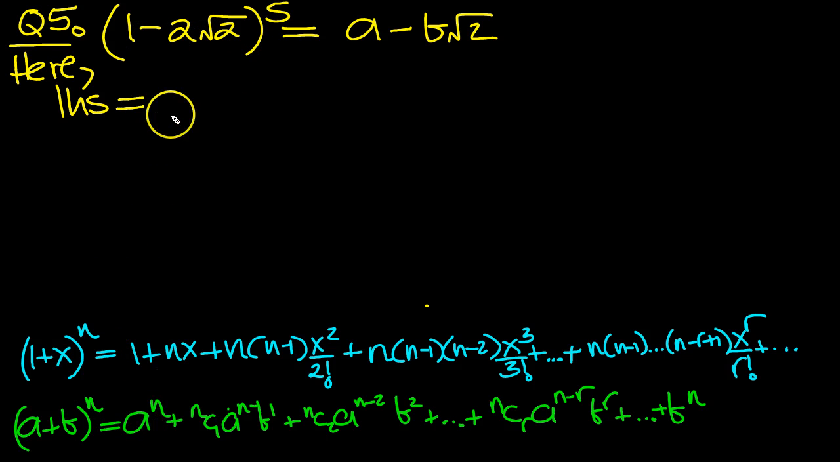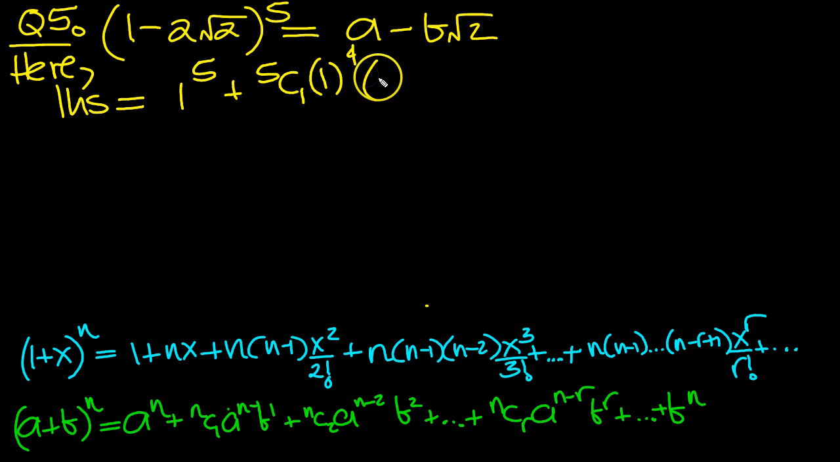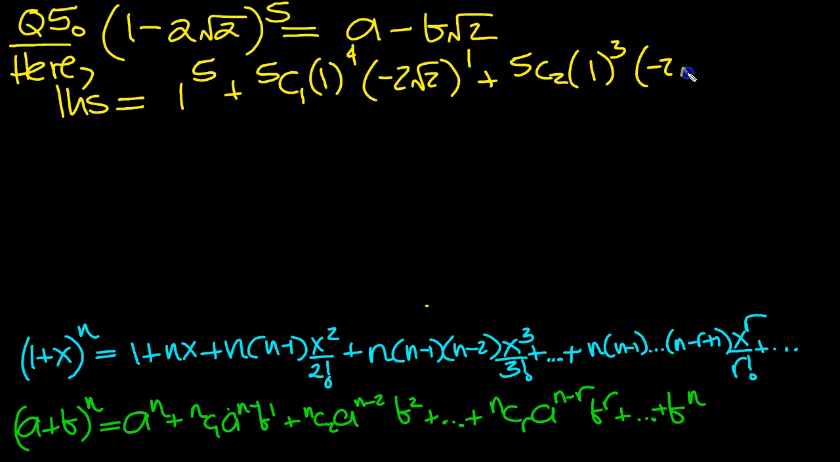So we've got a, 1 to the 5, to the power n, plus nC1, which is 5C1, 1 to the power 1 less than 5, which is 4, times the second term, -2√2 to the power 1, wasn't it? Now we just carry on in that same manner, so it's 5C2, 1, these powers diminish, and the -2√2 increases.